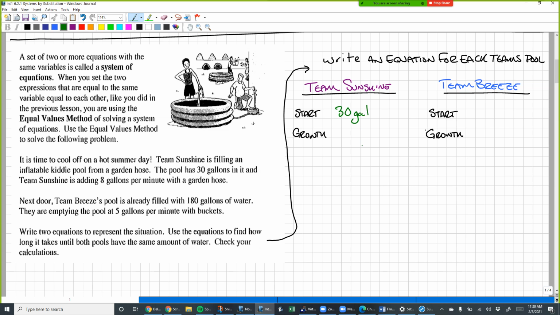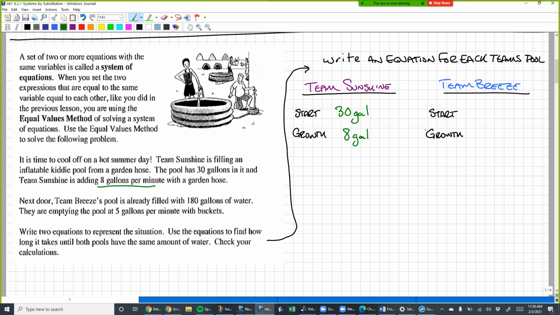So that's our starting point. And their growth, it is bringing in 8 gallons per minute. All right, I think it says minute. Yep, 8 gallons per minute right there.